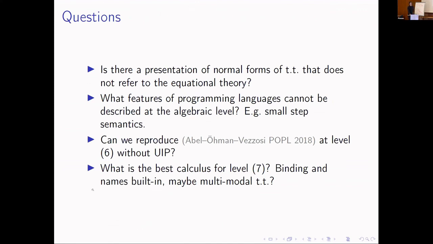And a general question is, what is the best calculus for working with higher order abstract syntax? You want something like inductive types where binding is built in, but then you need to be very careful when you work with these inductive types, because you need to keep track of which inductive type you are working over, which category you are working over. That's all.